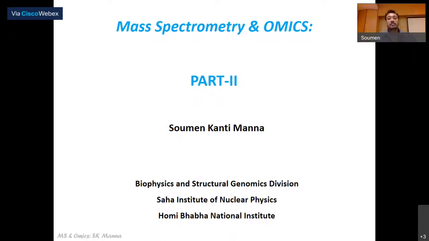We'll get started with part 2 of this mass spectrometry and omics lecture. Today, to begin with, we'll discuss some examples of how metabolomics has really advanced our knowledge of biology beyond what we already know, how it was crucial to push the boundary. And then we'll discuss two other widely used omics technologies. One is lipidomics, another is proteomics. We'll also see at least one example each of how they have advanced our knowledge beyond what we know already from the textbook.